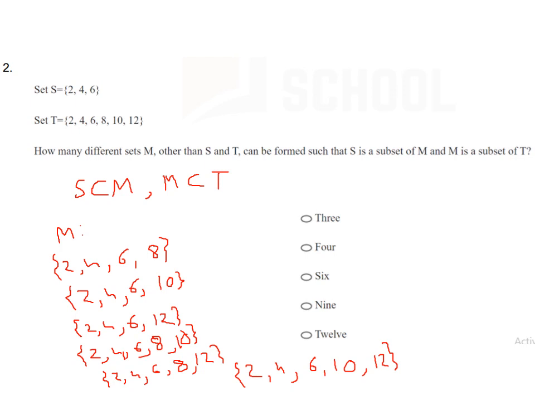We can form it in 3, 4, 5, 6 ways. What are those? 2, 4, 6, 8. In this case, S is in M. S is 2, 4, 6, and M has one element more. And M is a subset of T. So T has 6 elements and M has 4 elements in this case. Similarly, we can go up to M that has 5 elements, but not exactly T. So the answer will be 6.